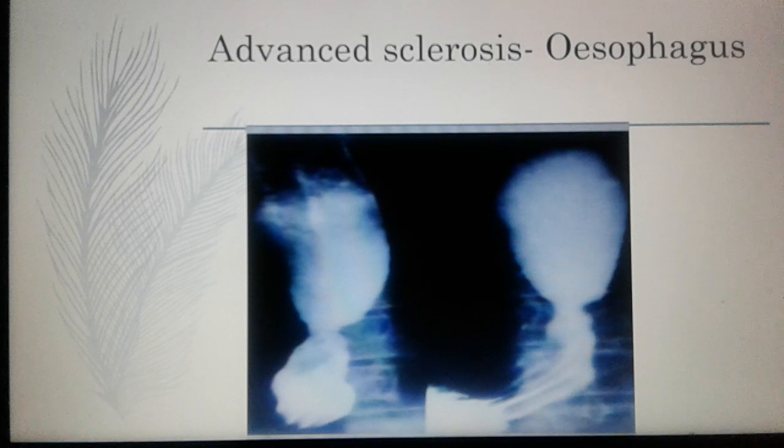And here you can see the proximal portion of the esophagus is very much dilated. You can see here. This is an advanced sclerosis case. Motility is disturbed.